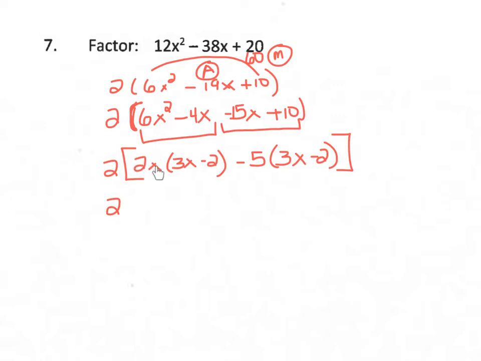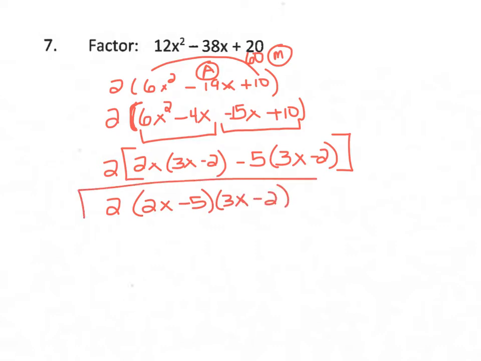Then I can take what's in front of our common parenthesis, our common binomial, and we can group those together. So I'm going to write 2x minus 5 in the next parenthesis. And let me bring down that common binomial, 3x minus 2. Okay, so that's factored for you.